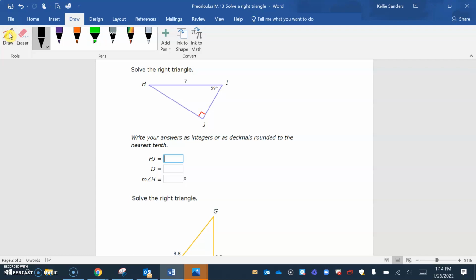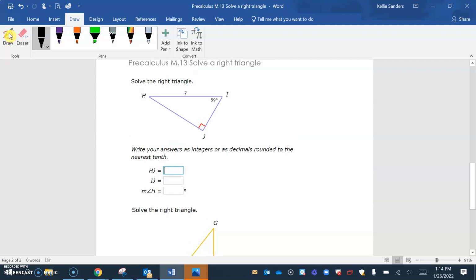And HJ. So if this is 59, this is 90, subtract from 180, or 90 minus 59, we get 31. So the measure of angle H is 31, so I'm a third of the way finished.